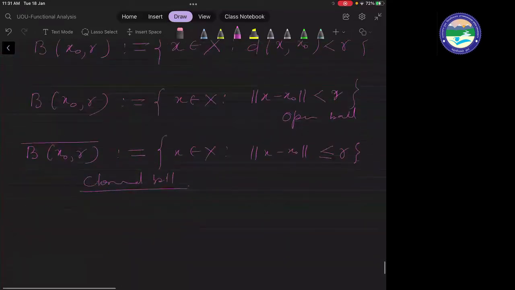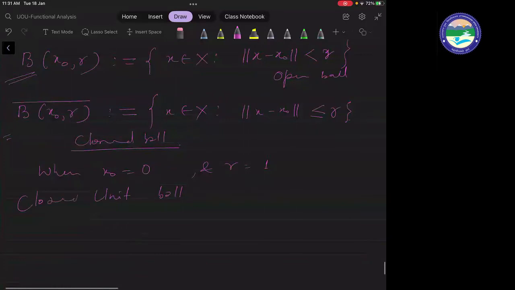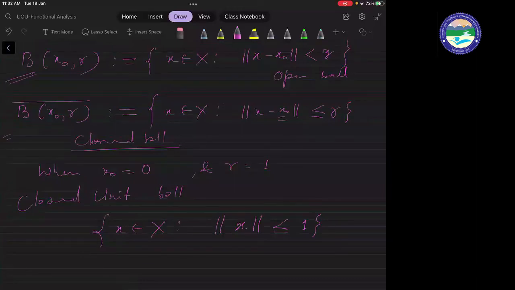So when x naught equal to origin, means 0, and r equal to 1, it is called unit ball. So open unit ball and closed unit ball. Correct? Yes, sir. अच्छा गुड. So इसका मतलब अगर मैं closed unit ball लिखूं तो उसकी definition क्या होगी? All those x in X such that norm x is less than or equal to 1, क्योंकि x naught zero है ना, x minus zero is x, correct?